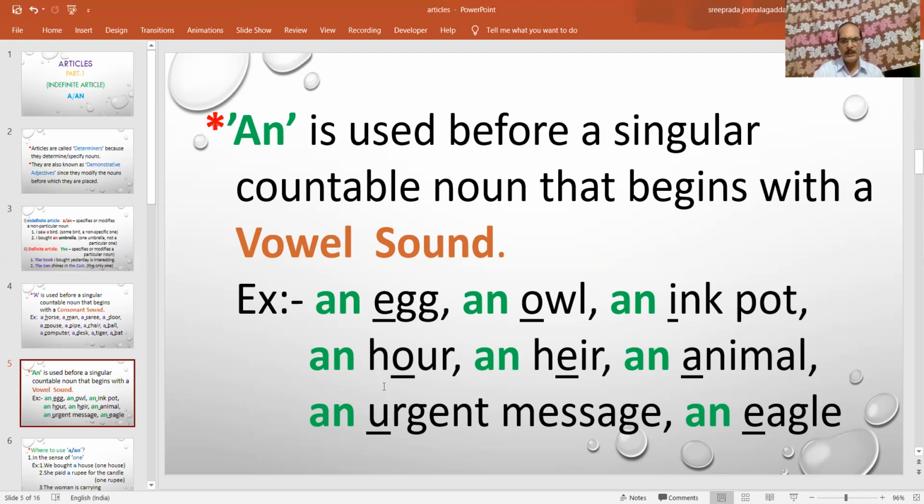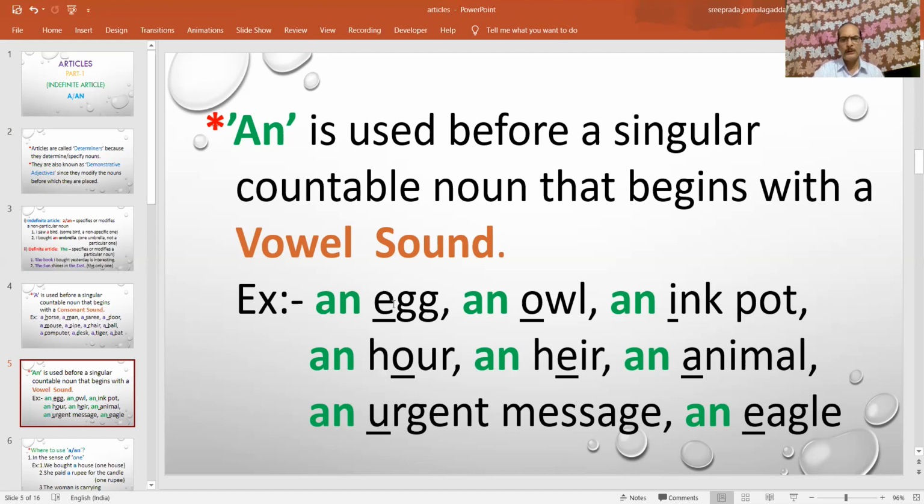We are omitting H here. We are not pronouncing it. That's why we should pronounce it like "an hour." We should say "an heir." Here also H is not pronounced. So we have to say an heir, an animal, an urgent message, an eagle.